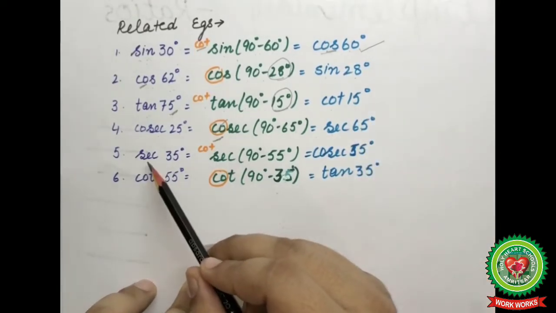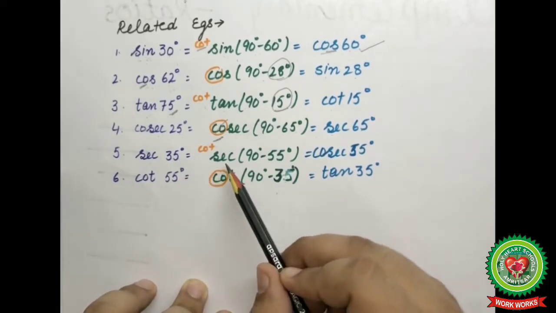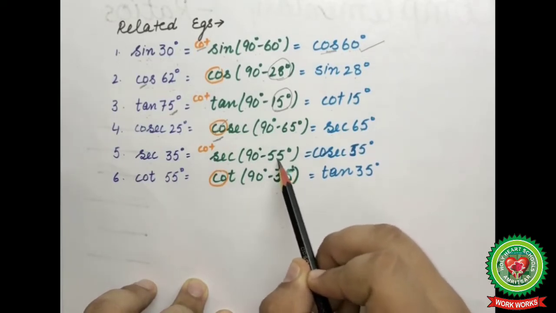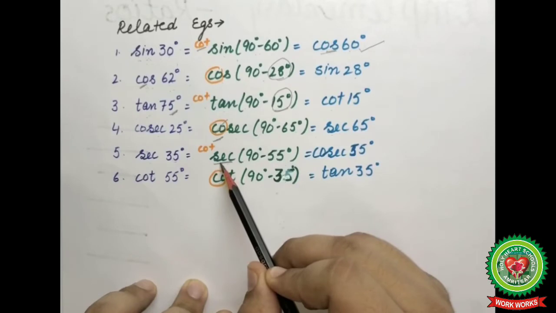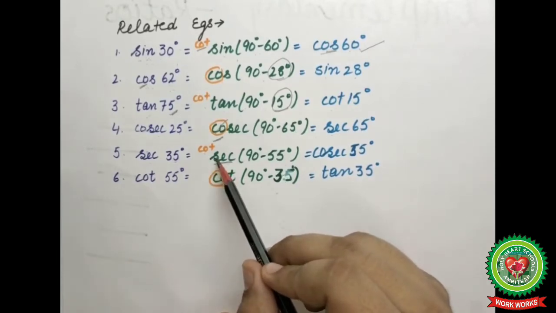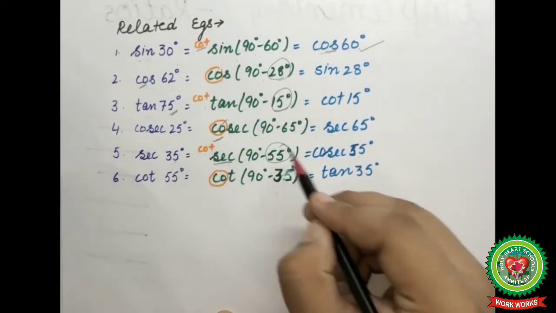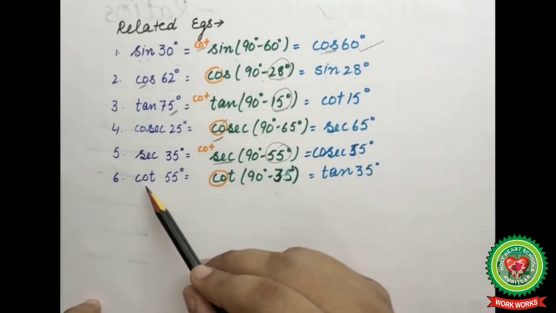The next example is of secant 35 degree, which will be equal to secant bracket 90 minus 55 degree. That is the complement of 35 degree. Now in this given T ratio, co-word is not there. So we are going to add co in secant. So we'll get cosecant 55 degree.